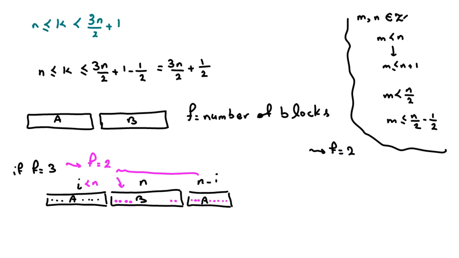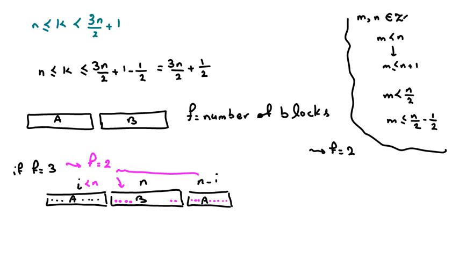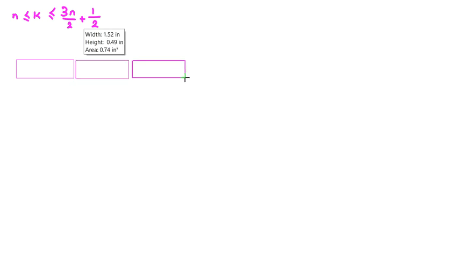Now let's consider f 4. We want to see, can we decrease it? Will f decrease eventually or not? So let's consider again k less than or equal to 3n over 2 plus 1 over 2. Here, suppose, for example, f is something. We have some blocks. I want to prove that in each step f will be decreased until we reach 2. So let's see, is it correct or not?